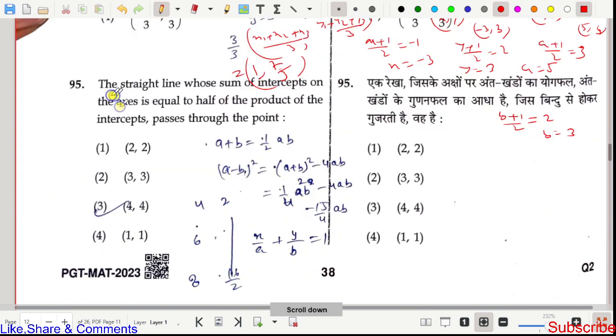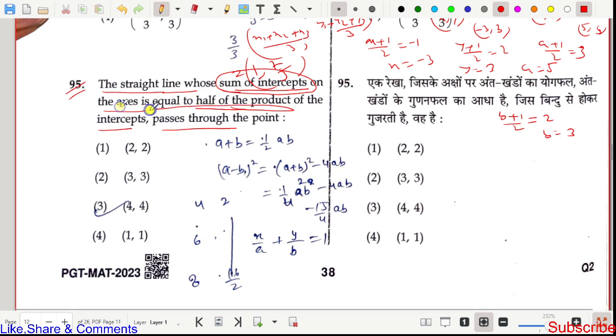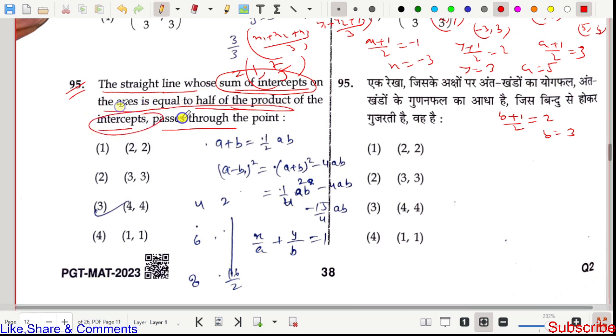Now see the next question, number 95. The straight line whose sum of intercepts on the axes is equal to half of the product of its intercepts passes through the point... What is given? A straight line whose sum of intercepts on the axes equals half of the product of the intercepts. We have to find which of the given points the line passes through.